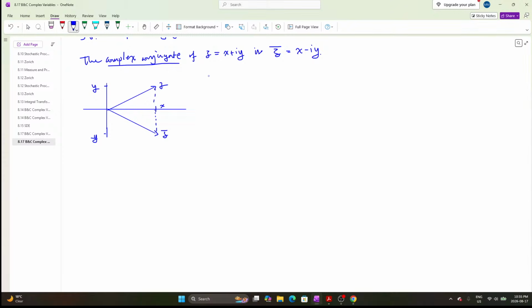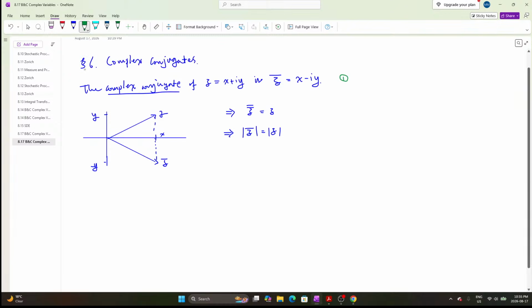Okay, so therefore, it is immediate that you have z double bar equals z. That's double reflection to get back to z. And also, it's obvious that the modulus of z bar should be the same as the modulus of z. This is equation 1 in the main text, section 6.